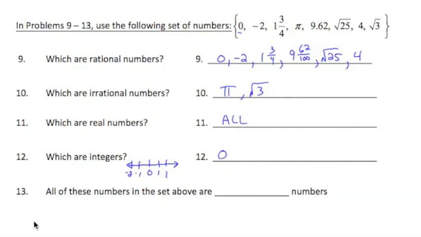Well, 0 is certainly an integer. Negative 2 is an integer. 1 3/4, that has a part in it, so that's not going to be an integer. The square root of 25, that is an integer. If I take the square root of 25, that's 5. So I would say that that is an integer. 4 is an integer. Square root of 3 is not an integer. And then question 13, all of these numbers in the set above are real numbers.